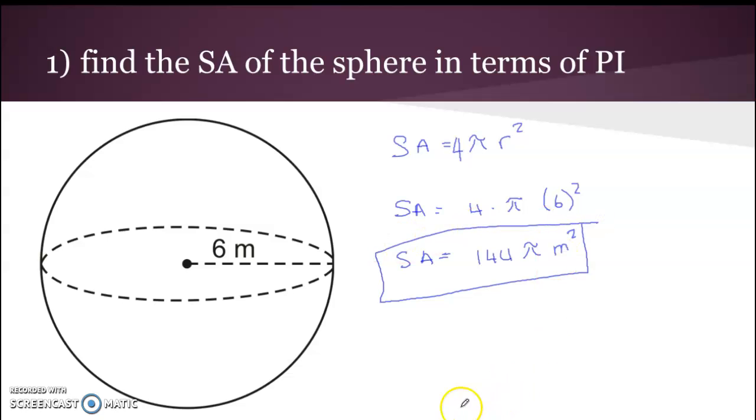If I said round it to the nearest tenth, right? So let's just say, because sometimes I can be a pain, I said round it to the nearest tenth, meaning include the pi, you would get 452.4 meters squared.